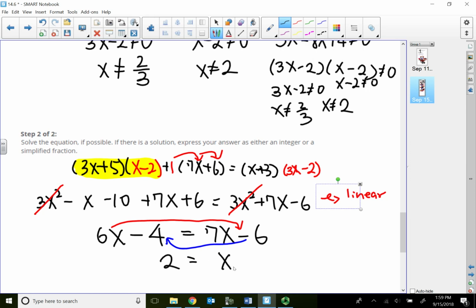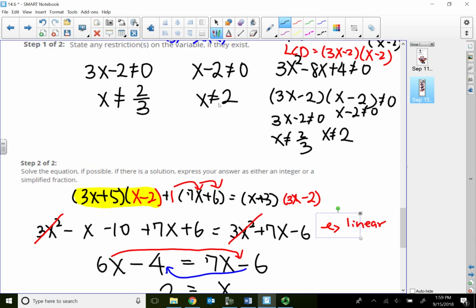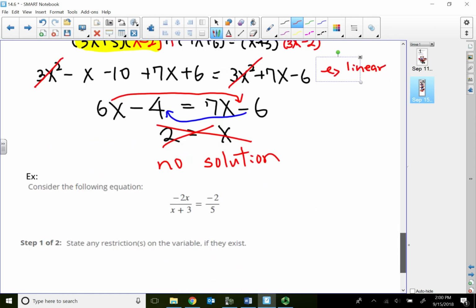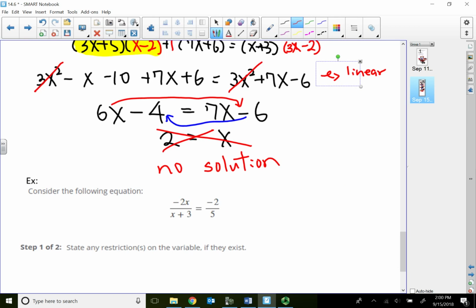Now, this x equals 2 is the same as one of my restrictions, so that tells me that x cannot equal 2. So I basically have no solution in this problem, because my answer turns out to be the same as my restriction, so this problem has no solution.